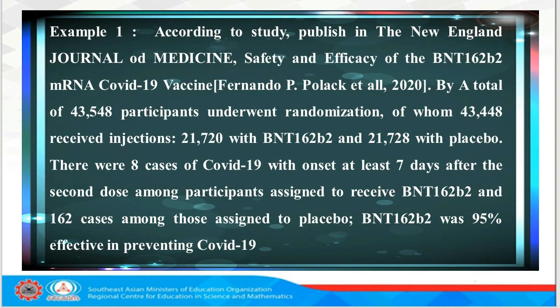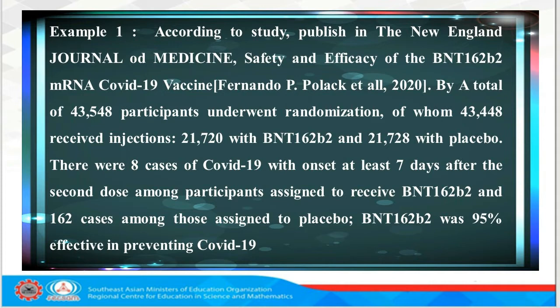According to a study published in the New England Journal of Medicine, safety and efficacy of the BNT162b2 mRNA COVID-19 vaccine, Fernando P. Polack et al., 2020. A total of 43,548 participants underwent randomization, of whom 43,448 received injections.